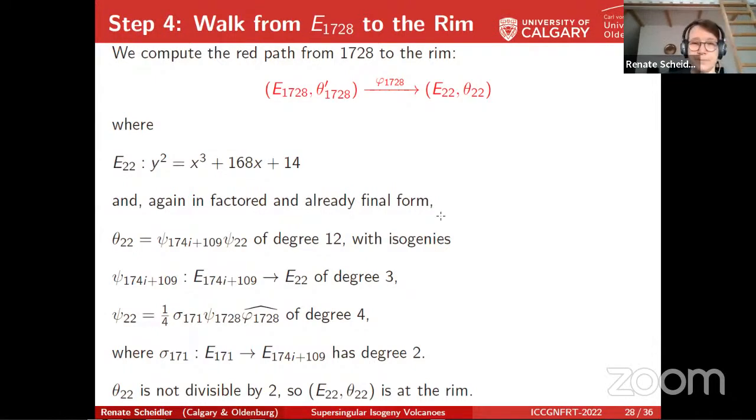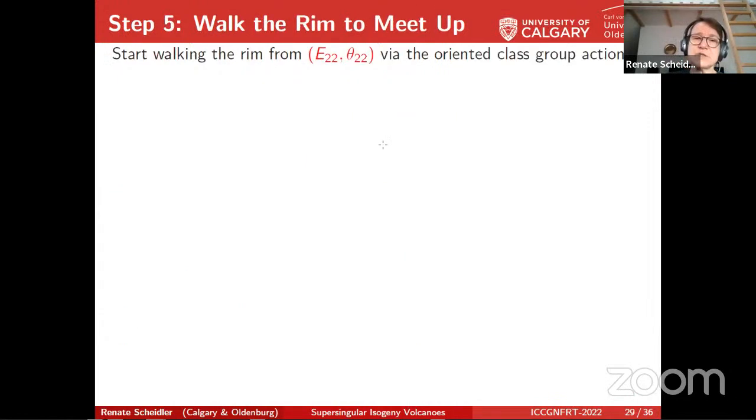And now you've got to connect them up. So now you've got to start walking the rim. We're going to walk the rim from this elliptic curve, from this node here, E22 theta 22. And here is where you see the power of the class group action, because this is much more efficient. So let's start walking, and I'm going to walk you through one step of this.